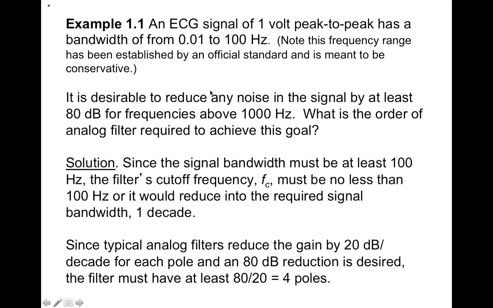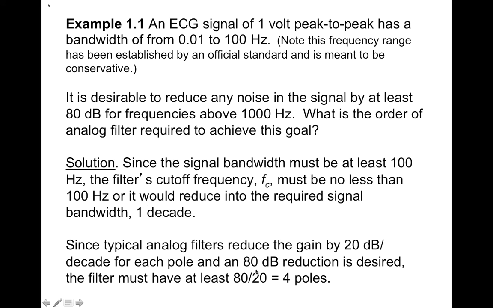So if you want to reduce the noise in the signal by 80 dB for frequencies above 100 hertz, then that means from 100 hertz to 1,000 hertz, you would want to decrease by 80 dB. So since the signal bandwidth has to be 100 hertz, then you want the cutoff frequency to be right at 100 hertz, and you have exactly 1 decade or 1 order of magnitude to decrease that.